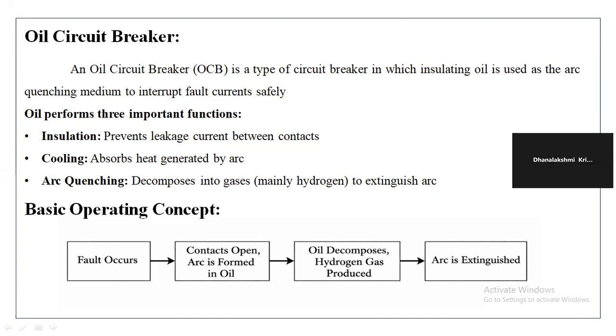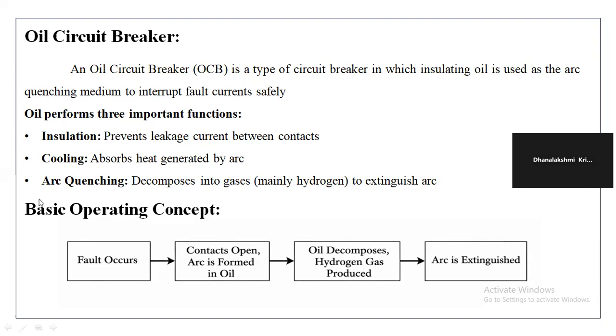First one is insulation. It prevents leakage current between contact and earth. And second one is cooling purpose. It absorbs the heat generated by the arc. Third one is the arc quenching. It decomposes the oil into gases, mainly hydrogen gas, which is produced to extinguish the arc.